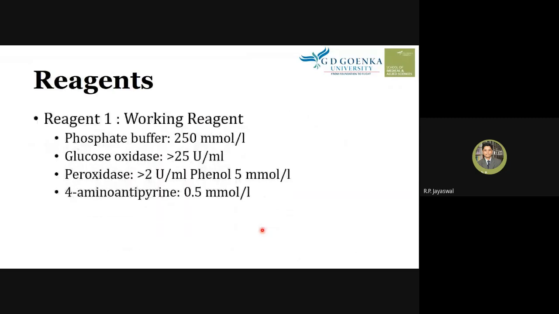Hope you have no doubt. Now we require the working reagent, which has the composition: phosphate buffer, glucose oxidase, peroxidase, and 4-aminoantipyrine.